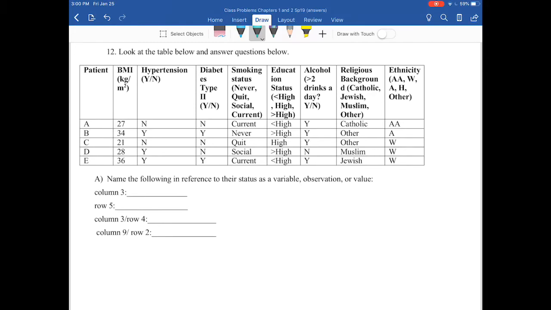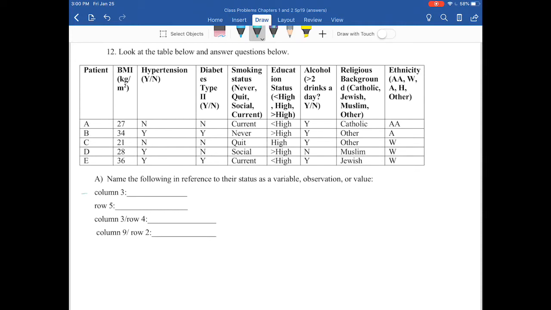Hello, welcome back to part 2 of going over chapters 1 and 2 practice problems. So here we're going to be looking at table 12. Looking at table 12, we're going to answer the questions below. We'll be naming the following in reference to their status as a variable, observation, or value. Once again, here is data that we've collected, now put into table form. And now we're trying to describe this table form based on a variable, observation, or value, depending on what they're asking.